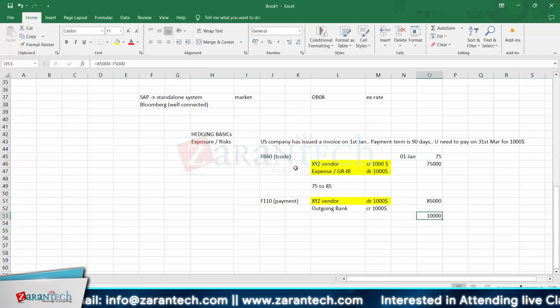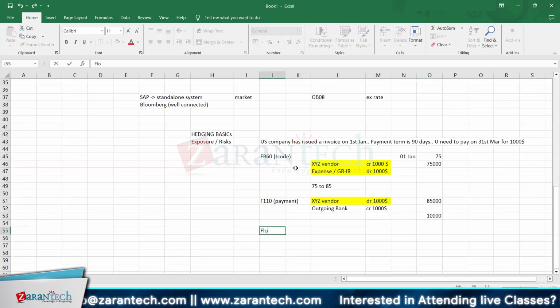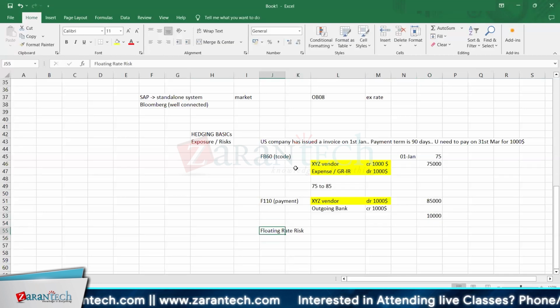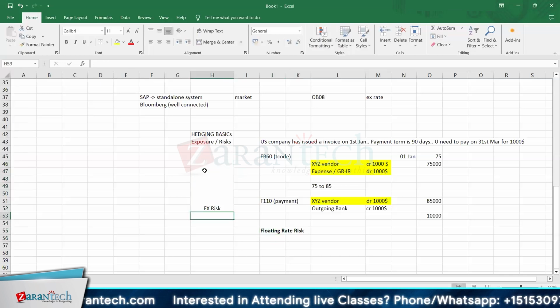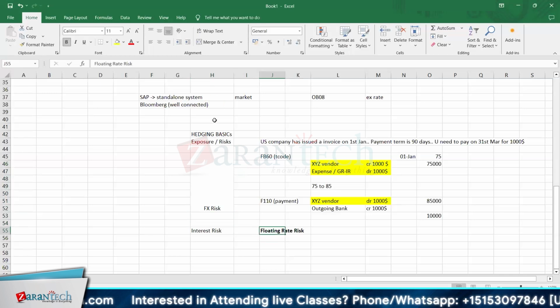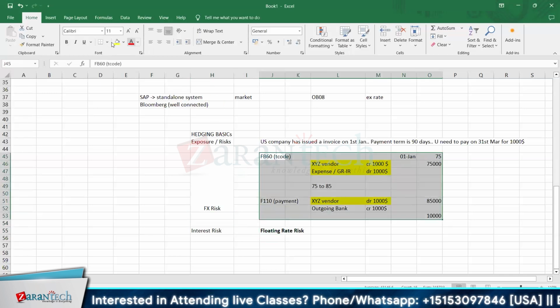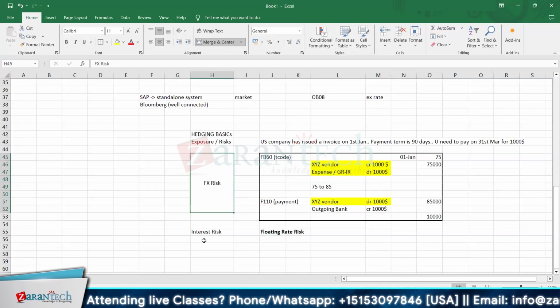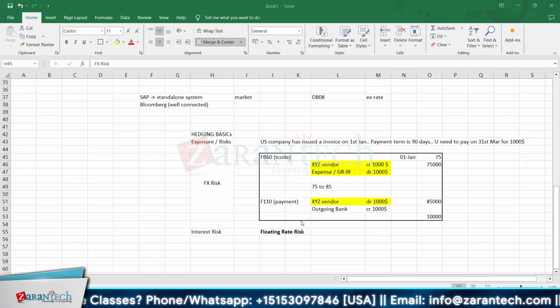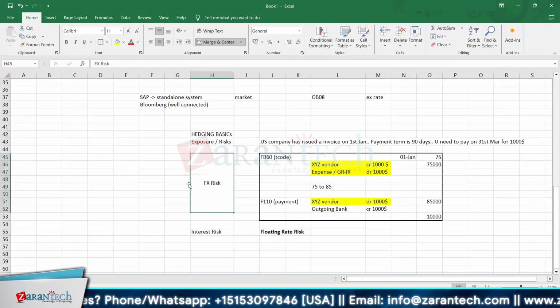Similarly, there can be floating rate risk. Is this clear to you? Then I'll move to the floating rate risk. This is kind of an interest risk. The earlier one was kind of an FX risk, and now we're talking about the interest risk. Is it clear to everyone? We'll come to the solution also, but first we're trying to understand what the risk is that they have. I hope I'm audible, right? Okay, I hope it is clear to everyone, since everyone is silent.